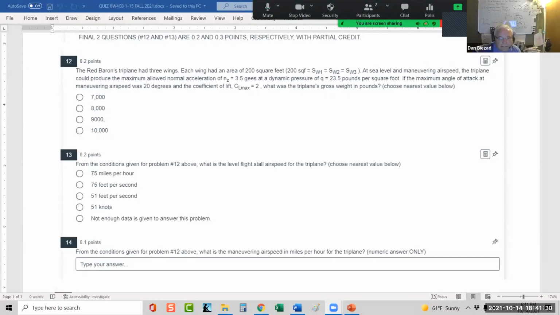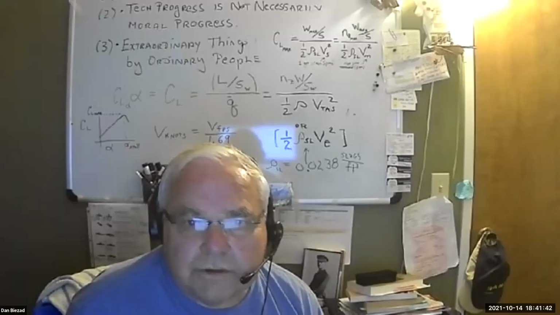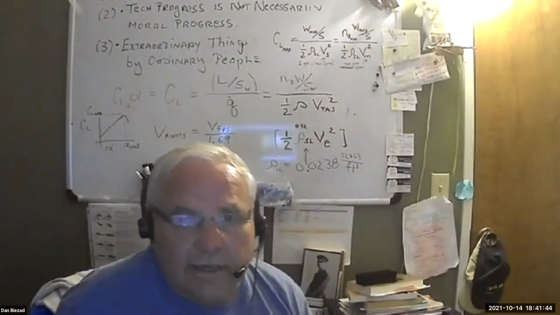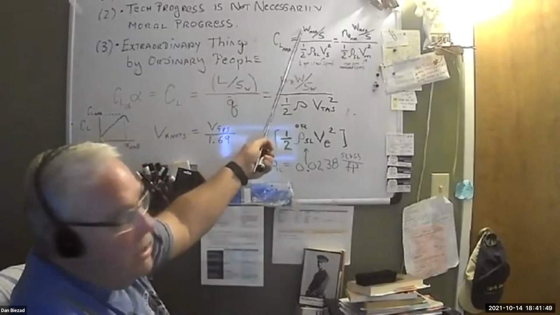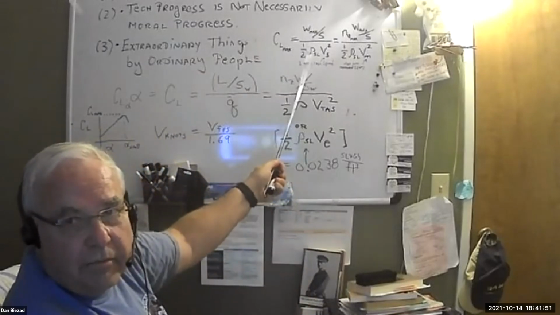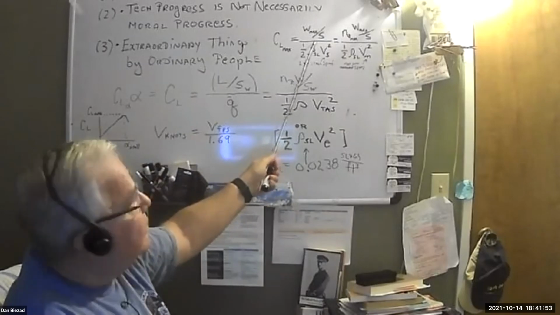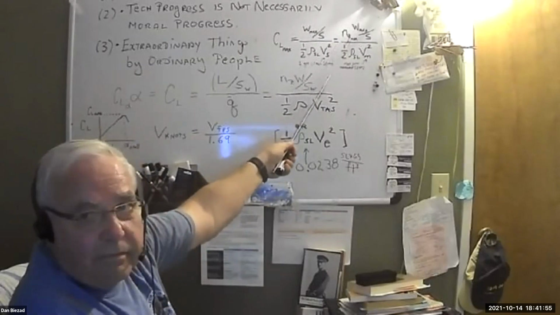Okay, so 14 is from the same conditions as 12. In other words, you figured out the weight and all that. What's the maneuvering speed? Okay, so now let me stop sharing and go back. Again, behind me up here, that's the 1g stall speed. We just figured this one out. We know everything in here. But now you're going to put the 3.5 in there. You see that? So your 2 equals 3.5.